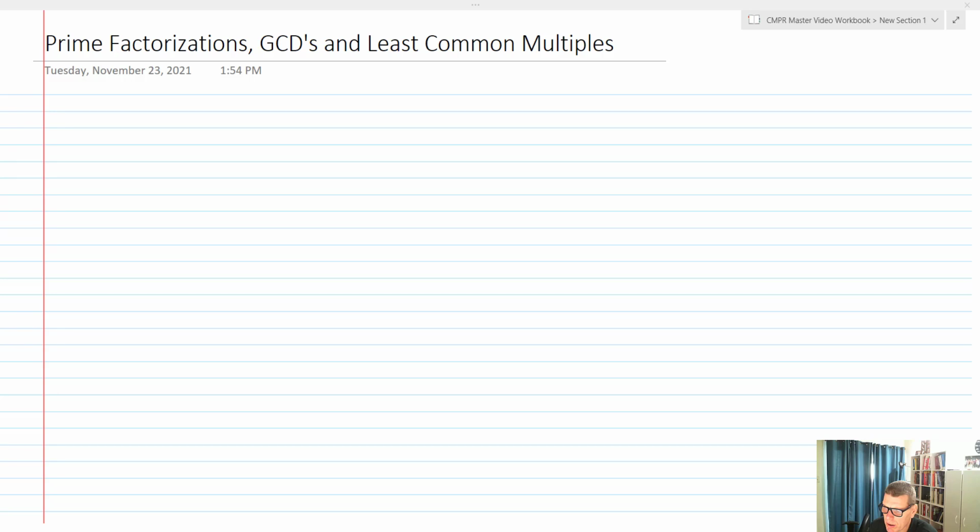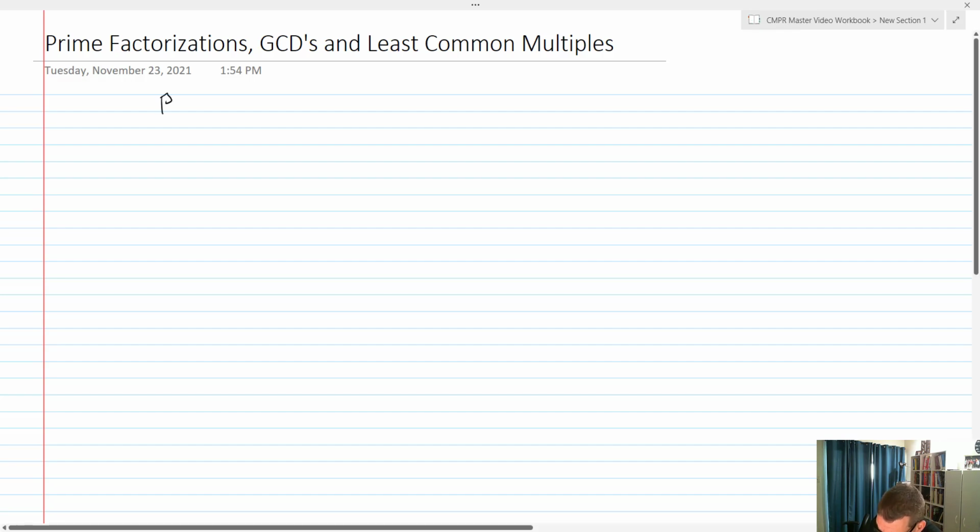So what we're going to look at here is a short assignment on prime factorizations, greatest common denominators, GCDs, and least common multiples. And these actually end up being really, really important for any work with integer representations, any kind of modular arithmetic, and also any kind of number theory. So we'll start out with an idea of what it means to be prime. Okay?